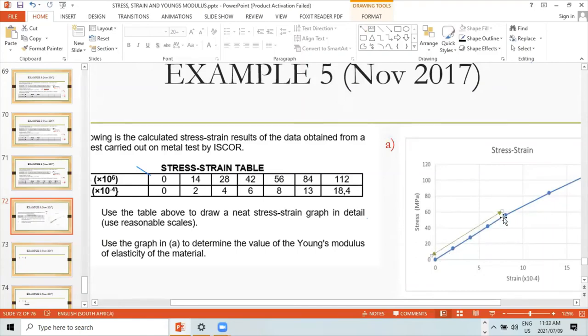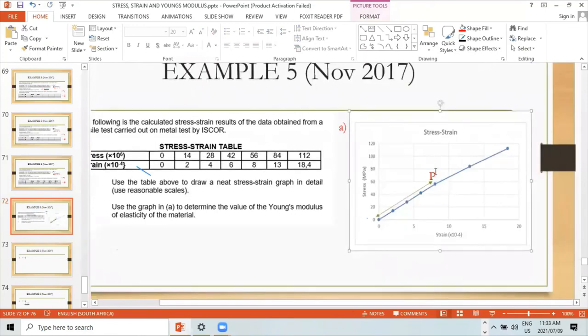So in other words, anywhere from zero to that point. This point will be point P. I'm just writing it, although they didn't ask for it. And then the last point there will be point Y. So anywhere between zero and point P, the material behaves elastically and proportionally.